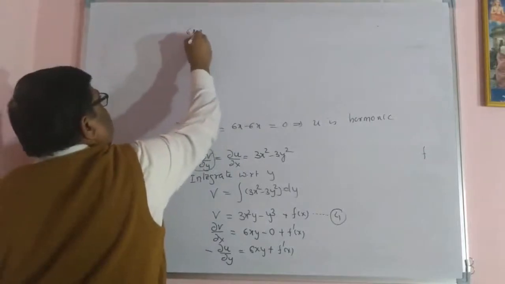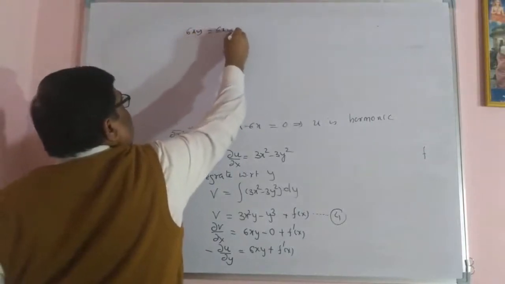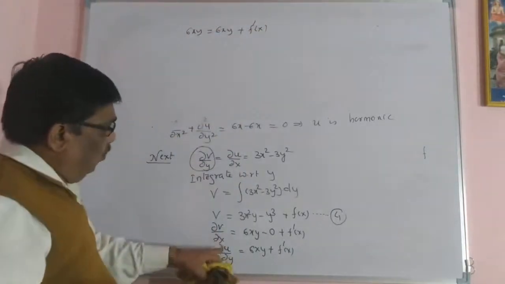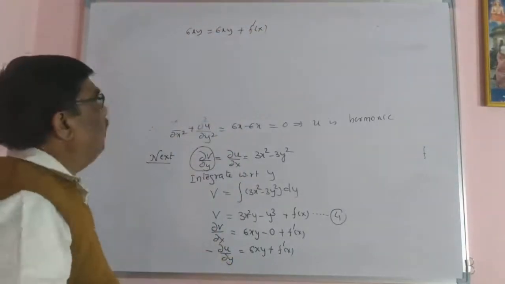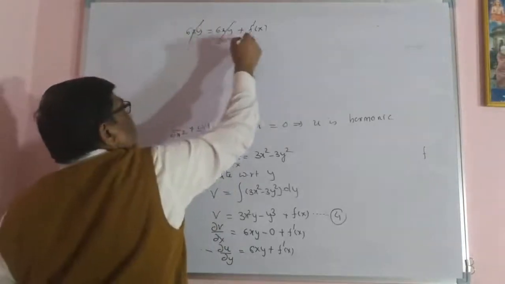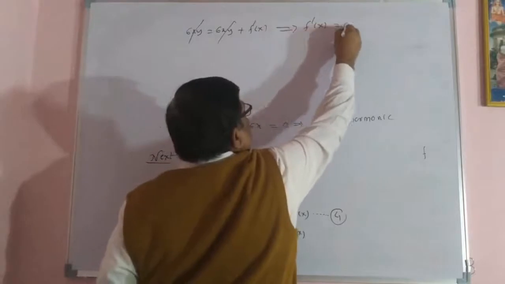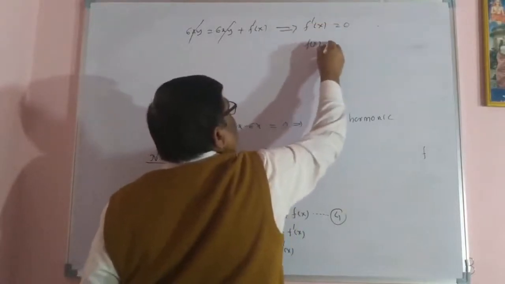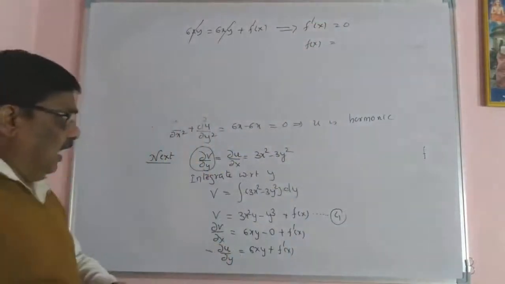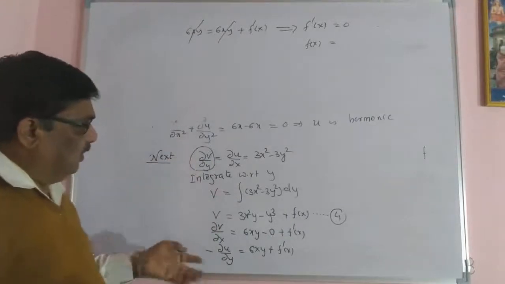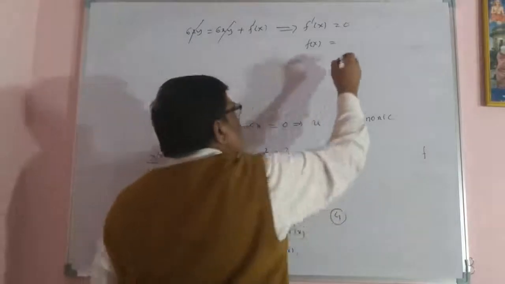6xy equals 6xy plus f'(x). Because ∂u/∂y is minus, minus of minus is plus, it cancels. This implies f'(x) equals 0, and f(x) is, with the partial derivative with respect to y being 0 and with respect to x being 0, it should be totally a constant.